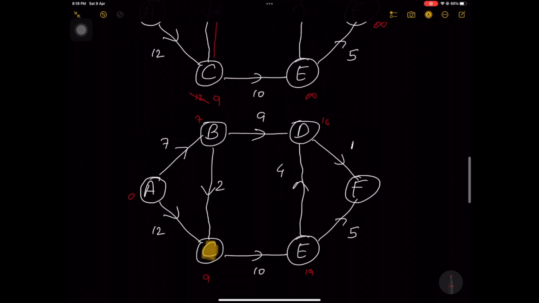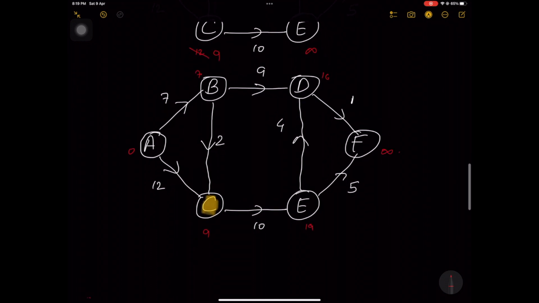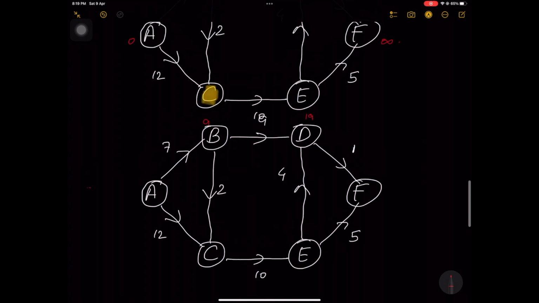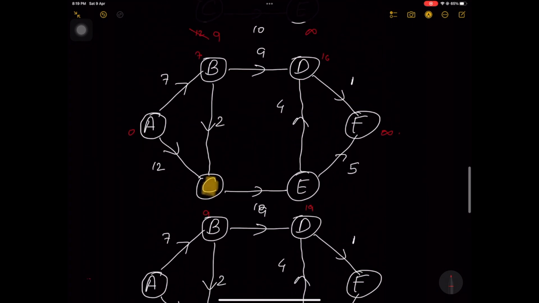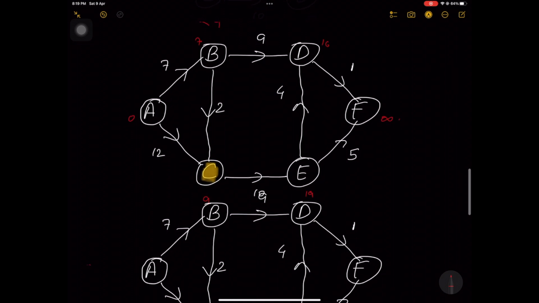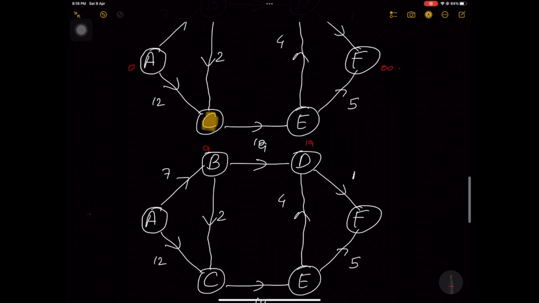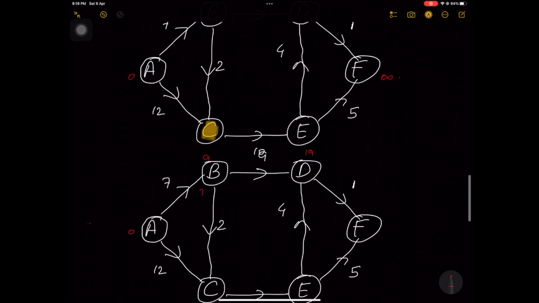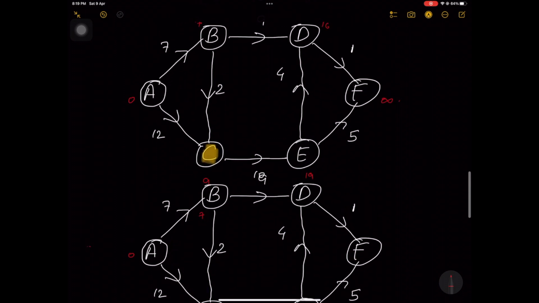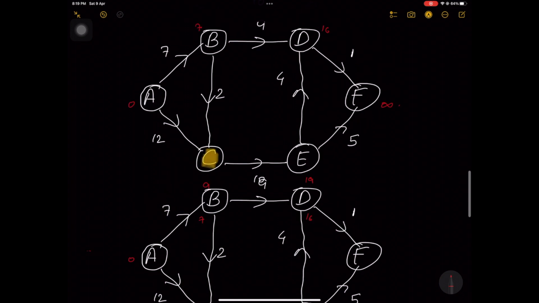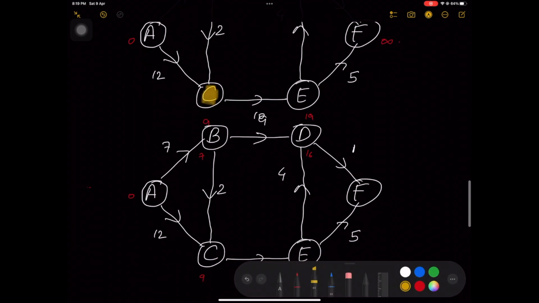So this goes from infinity to 19, and this still remains at infinity. Okay, next, the shortest value amongst these between the nodes we have not chosen yet is of D, which is 16, so we'll choose D next. So this is 0, this is 7, this is 9, 19, 16, and okay, now we are at D.